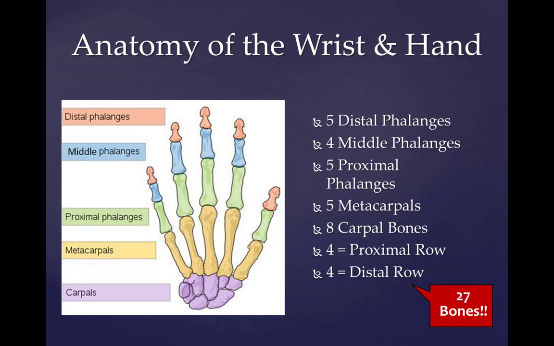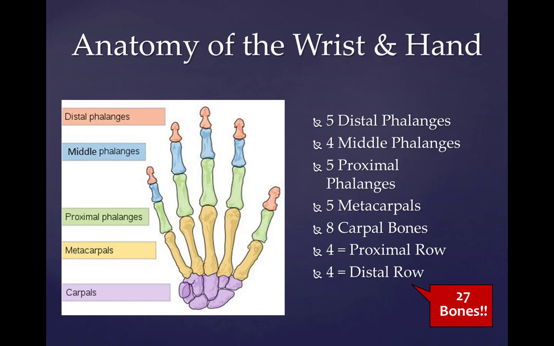Each of the digits of the hand contains 3 phalanges. Singular, it's called a phalanx. The thumb is the exception, as it only contains 2. The phalanges are long, slender bones that form hinge joints between each other.